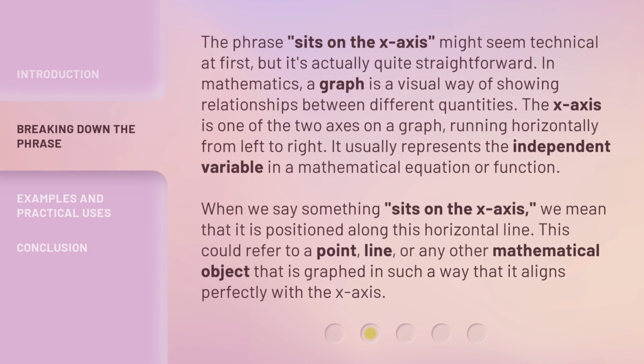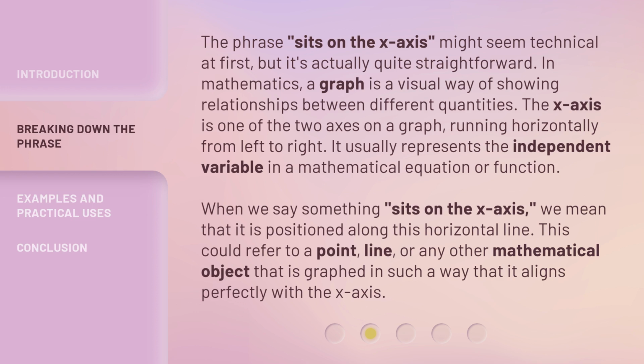The phrase "sits on the x-axis" might seem technical at first, but it's actually quite straightforward. In mathematics, a graph is a visual way of showing relationships between different quantities. The x-axis is one of the two axes on a graph, running horizontally from left to right. It usually represents the independent variable in a mathematical equation or function.